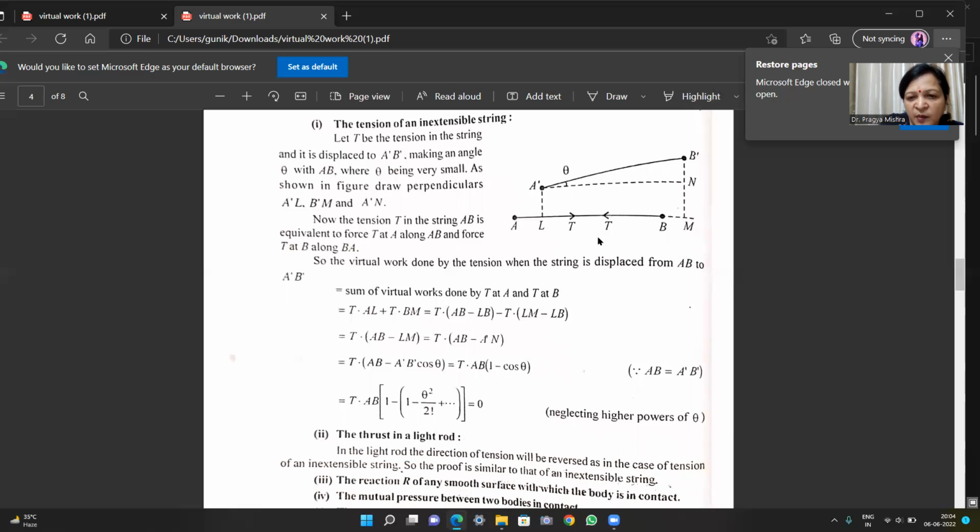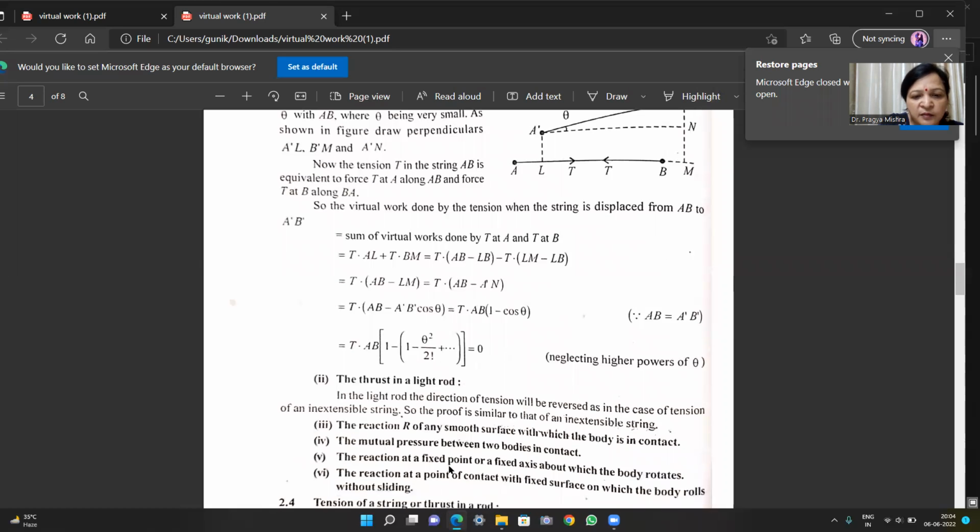इस केस में यहाँ पर जो थ्रस्ट है उसकी डायरेक्शन अपोजिट हो जाएगी. स्ट्रिंग में ये जो फोर्सेस हैं ये इनवर्ड डायरेक्शन में रहेंगे और थ्रस्ट में ये फोर्सेस आउटवर्ड डायरेक्शन में हो जाएंगे. बाकी प्रूफ सेम रहेगा. In the light rod the direction of the tension will be reversed as in the case of the tension of an inextensible string. So the proof is similar to that of an inextensible string.